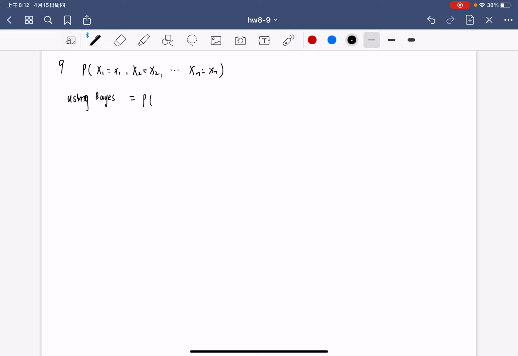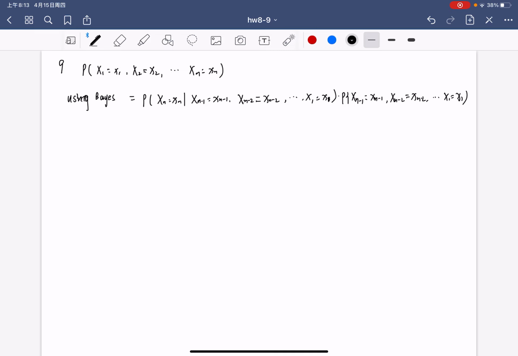It is equal to P(Xn = xn, given that Xn-1 = xn-1 and Xn-2 = xn-2, and until X1 = x1), and then multiply the probability of P(Xn-1 = xn-1, Xn-2 = xn-2, and until X1 = x1).